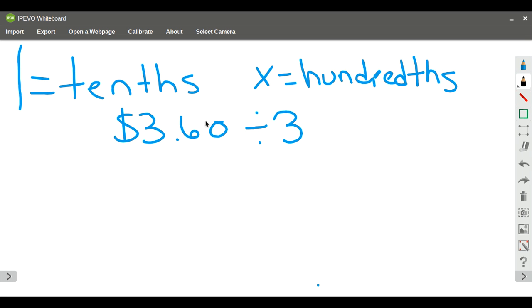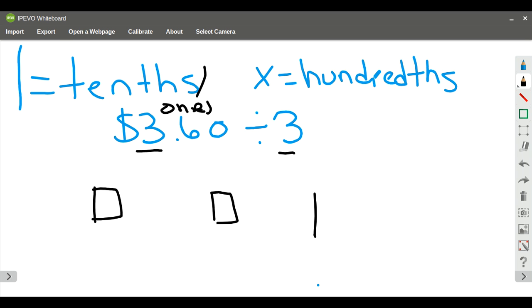I'm going to take the $3.60. I'm going to group it into 3 different groups. You'll notice that this right here is going to be tenths, and then these are going to be hundredths. And I'm actually going to make it tenths or ones in this case. So when we look at this, I have $3.60. So I'm going to take my 3, this value here, and divide it by 3. So I have 1, 2, 3. I'm going to make that a whole because of what I have.